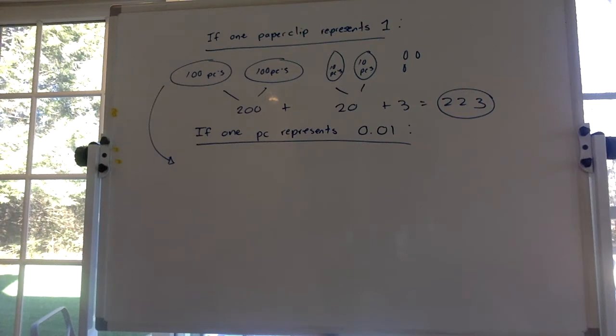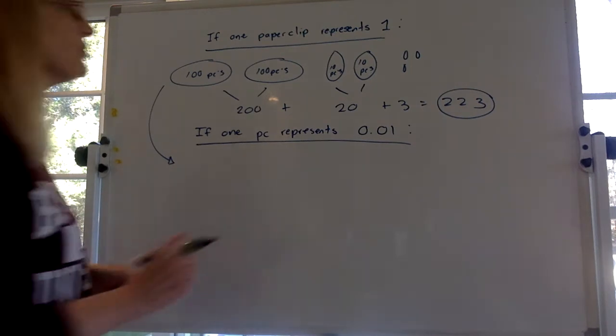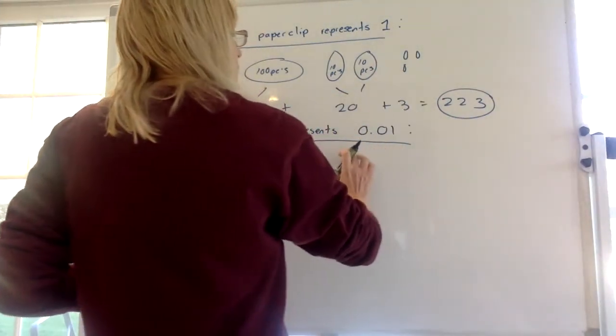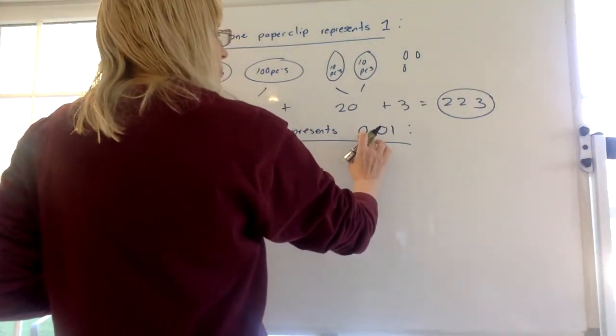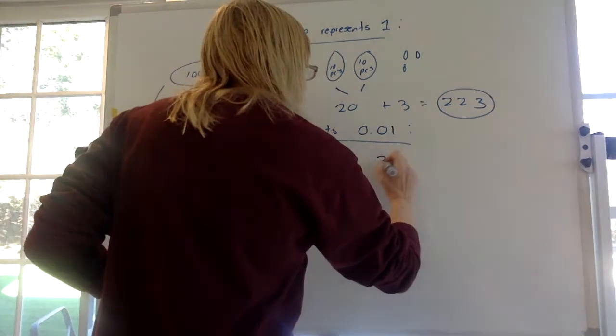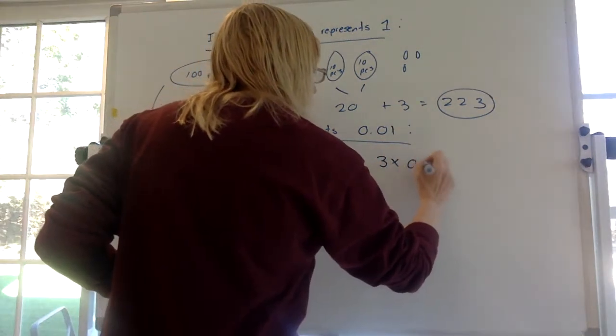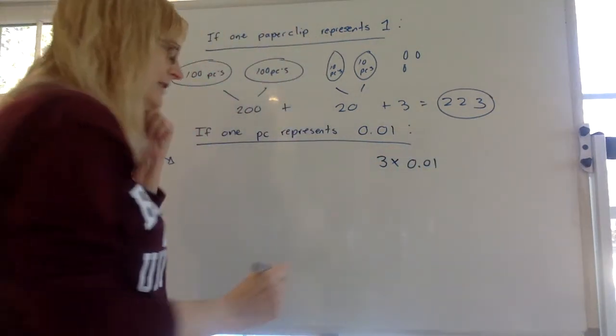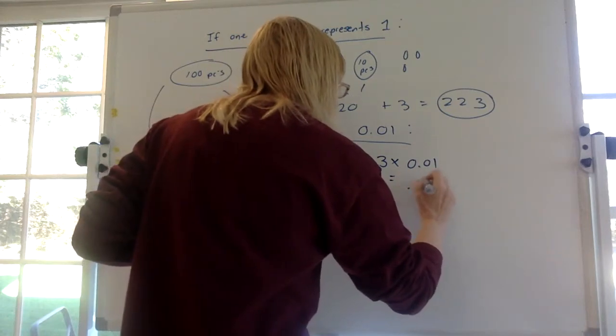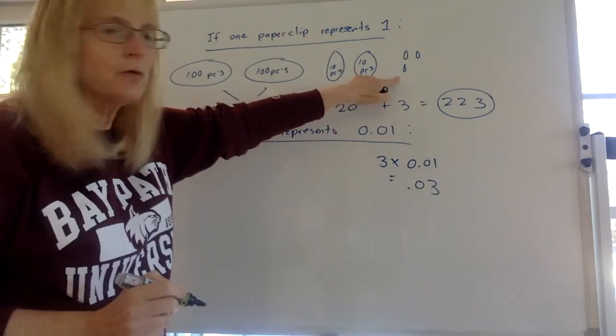Well, the way I do it, I usually go to the singles first, and I go, okay, there's three paper clips. Each one of those is 0.01. So that's 3 times 0.01, right? So that's equal to 0.03. So we took care of those three.